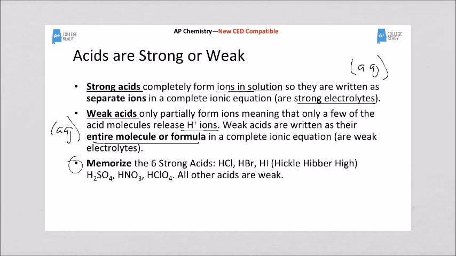So how are we supposed to know which one's which? Occasionally you might be told, hey, this is a weak acid, especially if it's an acid you've never heard of in a problem, but you are expected to know the 6 that are strong. So if we know the 6 that are strong, everything else will be weak. So you see hydrochloric, hydrobromic, hydroiodic, sulfuric, nitric acid, and perchloric. All other acids are considered to be weak.